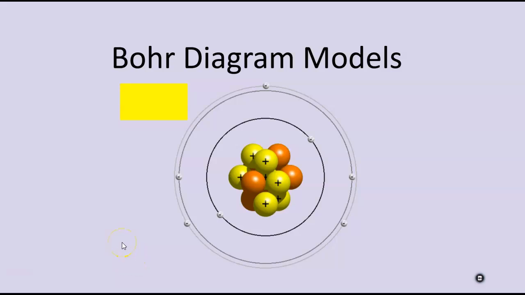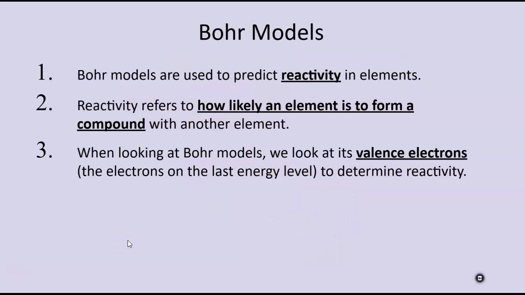Hi, this is Mrs. Z, and I'm going to go through how to draw Bohr diagrams as to what we're doing in class today. So, first thing is, you need to know that Bohr diagrams or Bohr models are what we use to predict reactivity for elements, okay? So reactivity is how likely an element is going to form a compound with another element, meaning what does it do with its valence electrons?